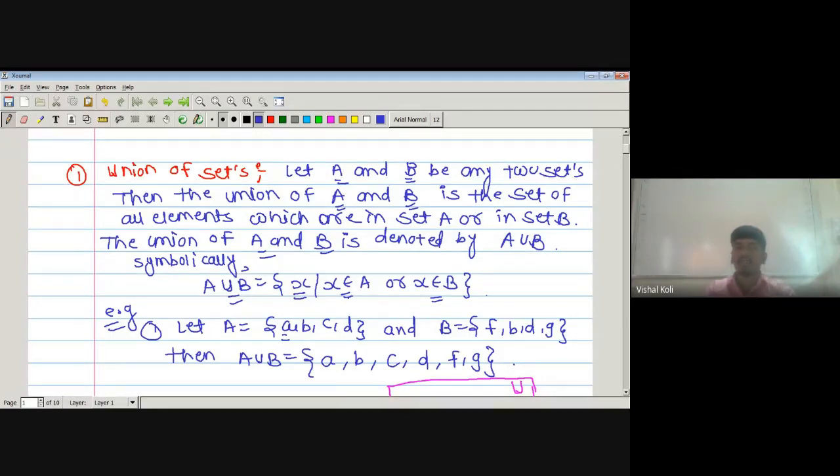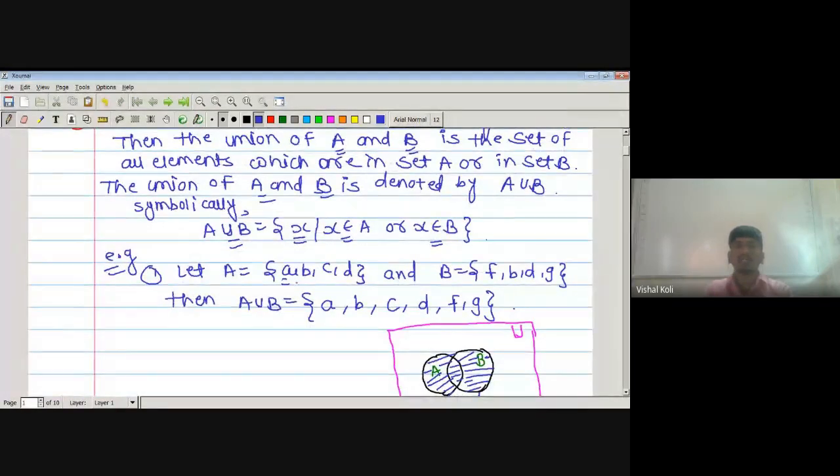For example, here we have taken A is a set which contains four elements A, B, C, and D, and B contains the elements F, B, D, G. Now B and D are the two elements which are present in both the sets A and B. Therefore, they must belong to A union B.